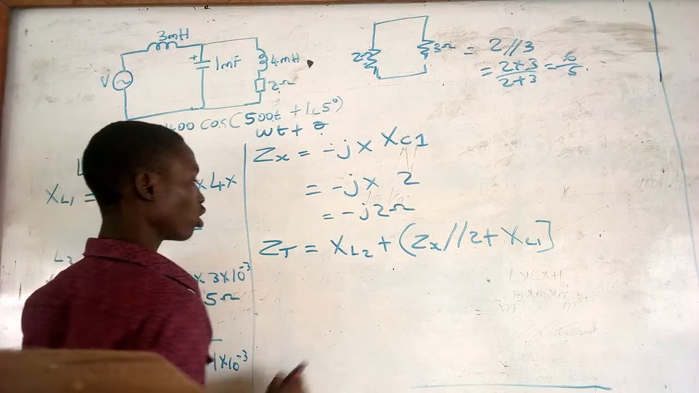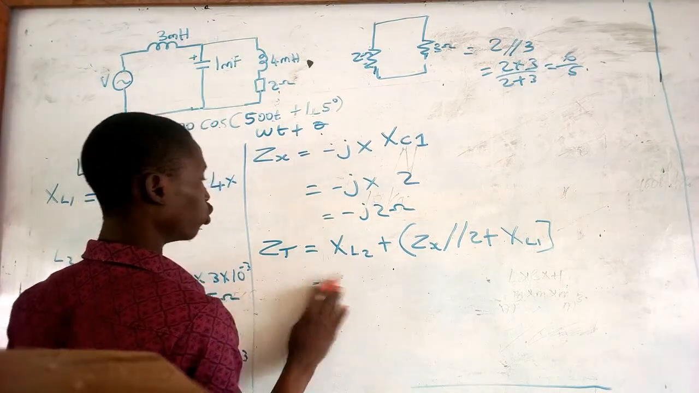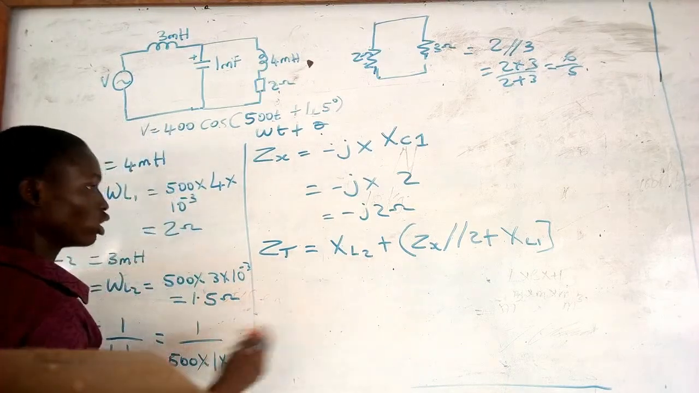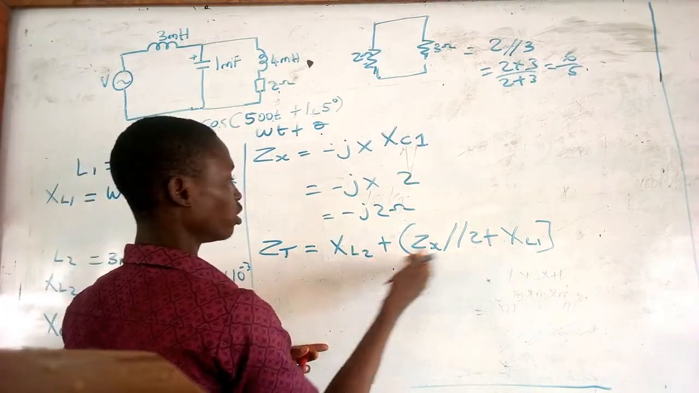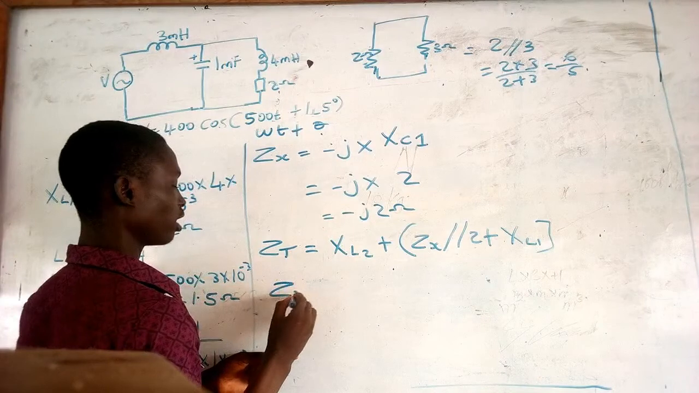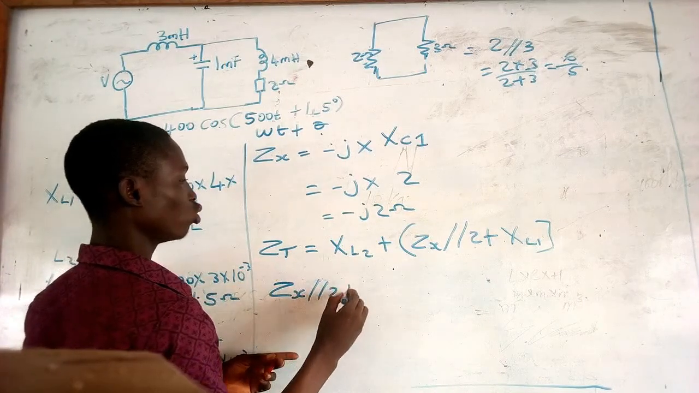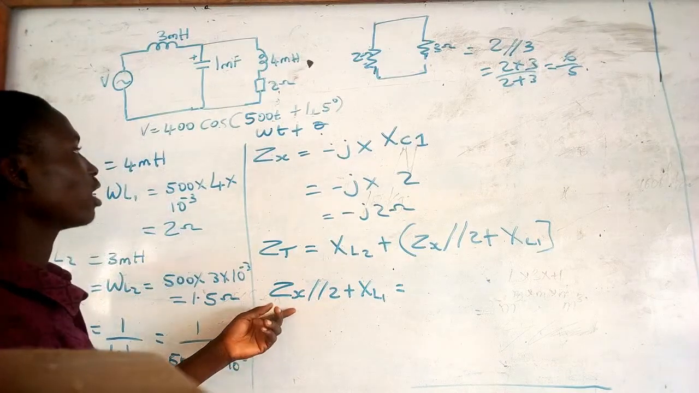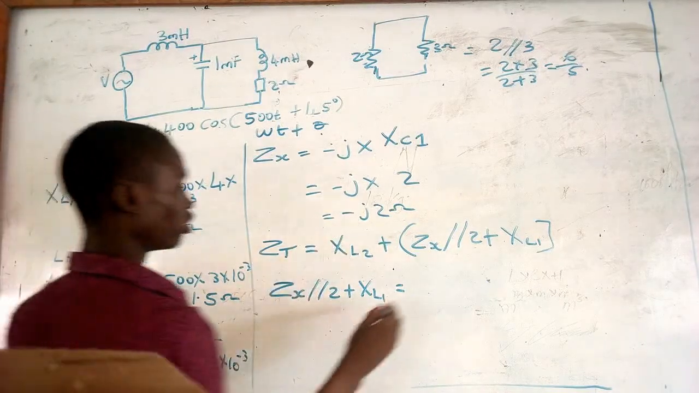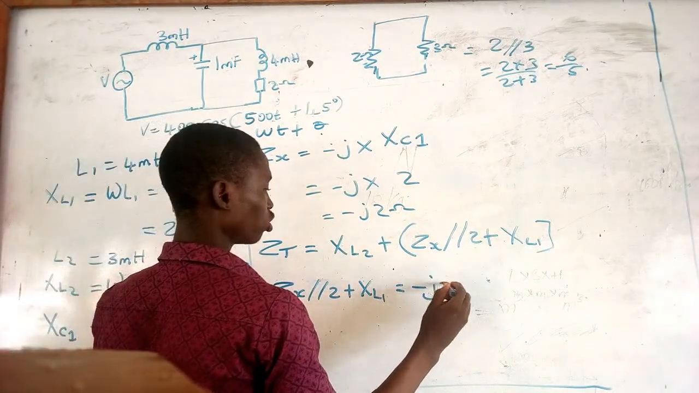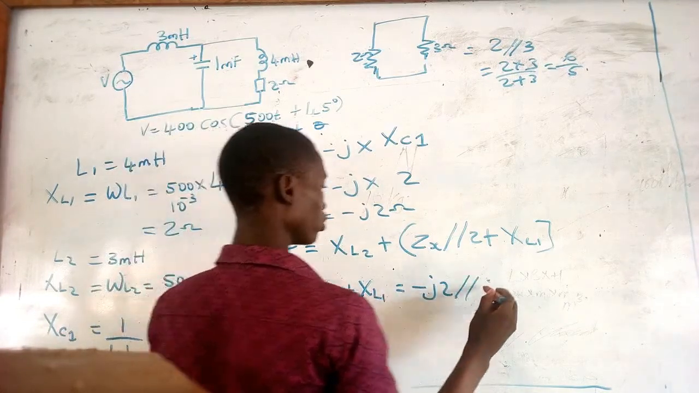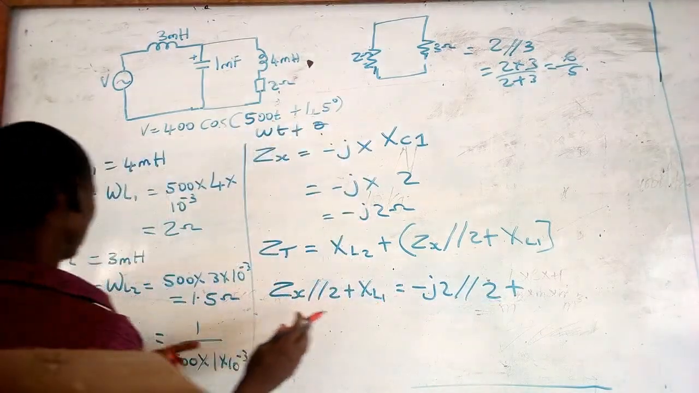So now how do we solve this? jωL2 we know, but I don't want to solve this together with this, so let me bring this out first. I have ZS parallel to 2 plus jωL1. Now ZS here is going to be minus j2, parallel to 2 plus jωL1.